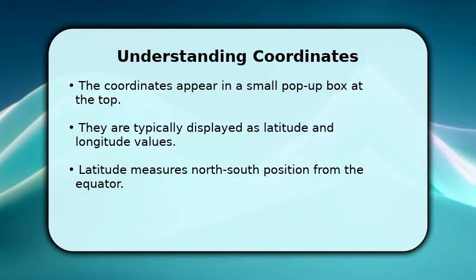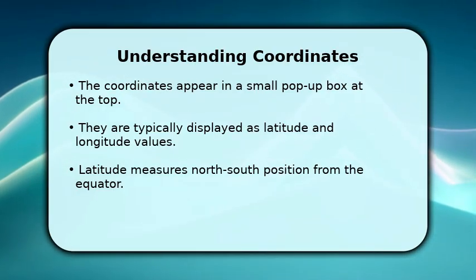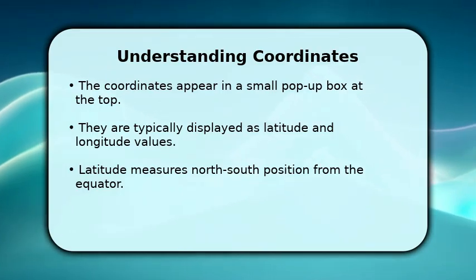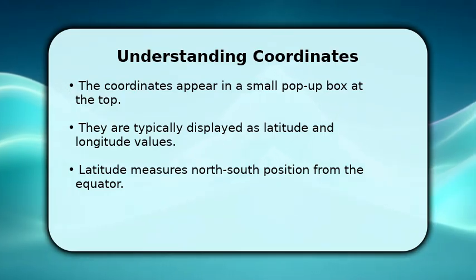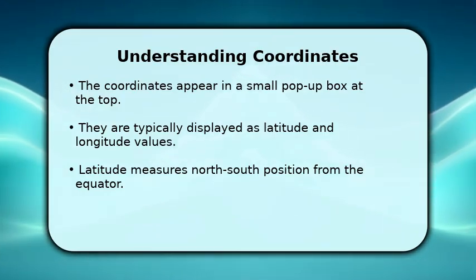Latitude indicates how far north or south a point is from the equator, while longitude shows its position east or west of the prime meridian. These numbers are essential for precise location identification.